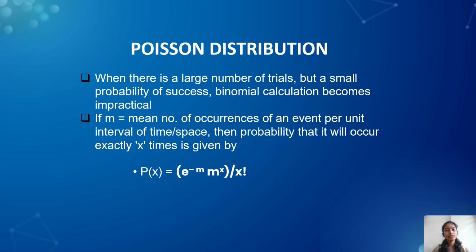Poisson distribution. When there is a large number of trials but a small probability of success, the binomial calculation becomes impractical. If m is equal to the mean number of occurrences of an event per unit interval of time or space, then the probability that it will occur exactly x times is given by the probability of Poisson distribution, which is equal to e to the power of minus m, m to the power of x divided by x factorial.